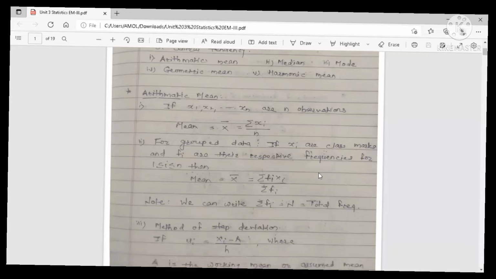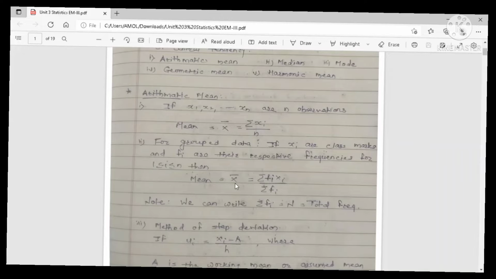Okay, when the data is given in the form of a frequency distribution, it is also called grouped data. If xi are the class marks and fi are their respective frequencies for i from 1 to n, then suppose n observations are given, x1, x2, x3 up to xn, and the corresponding frequencies are also given, f1, f2, f3 up to fn. Meaning for x1 the frequency is f1, for x2 the frequency is f2, and so on.